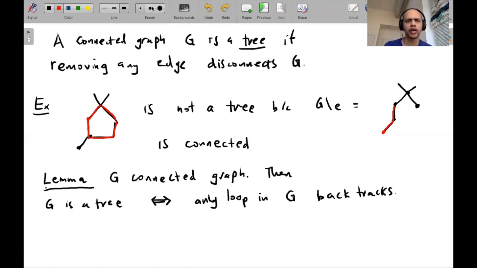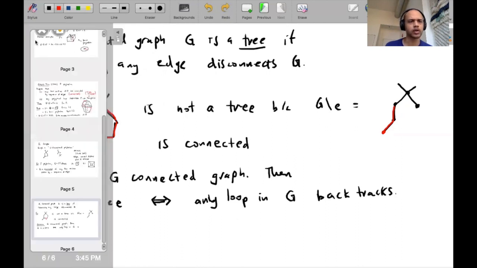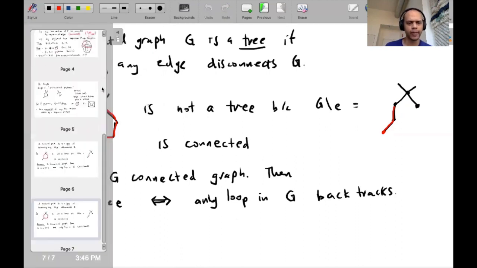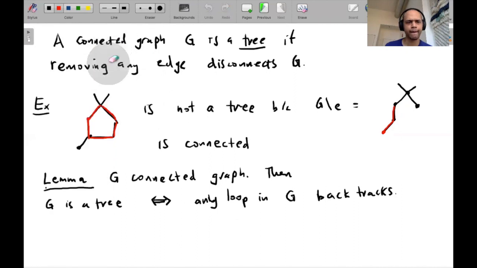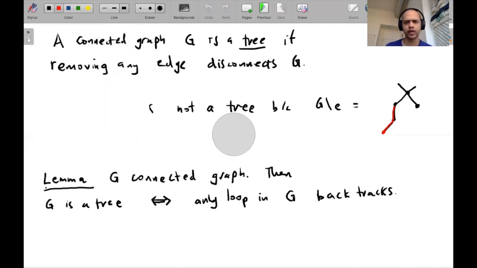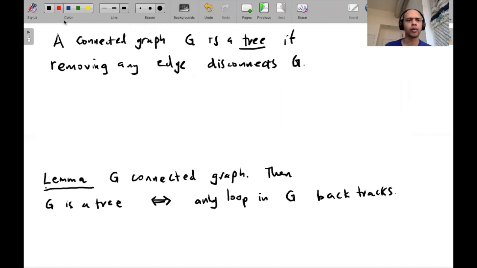Okay, so let's prove this. Let's get a new page and clean up a little bit. I want to keep the definition up and the statement of the lemma.